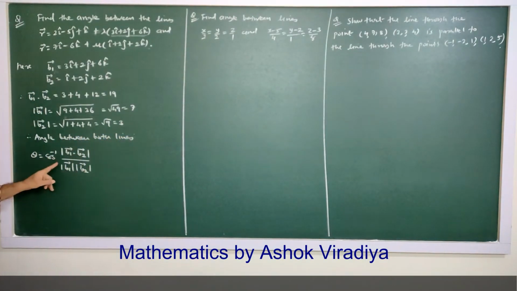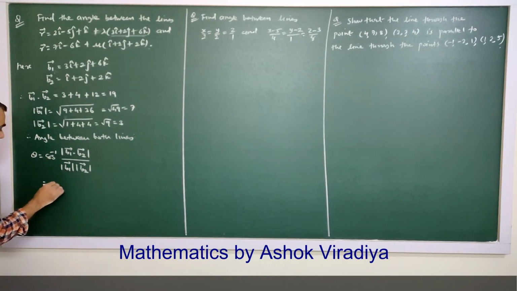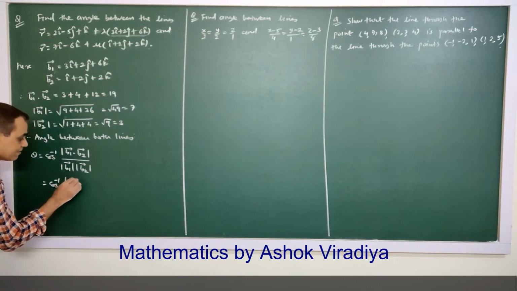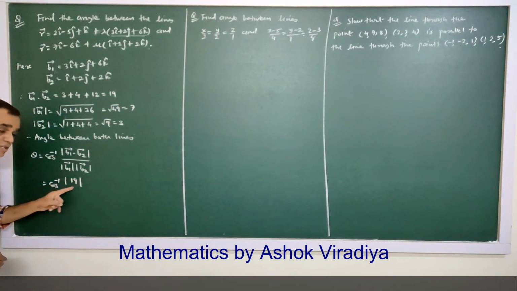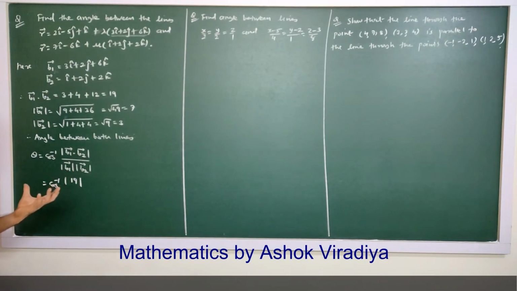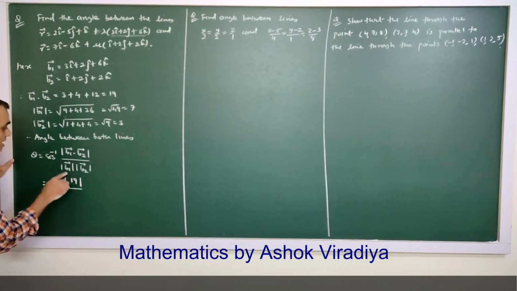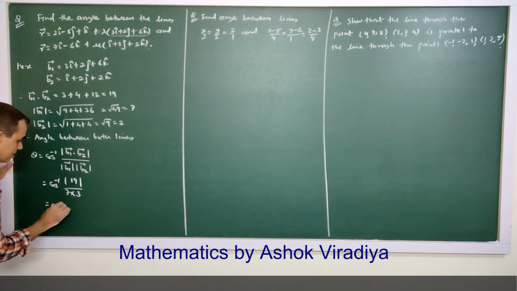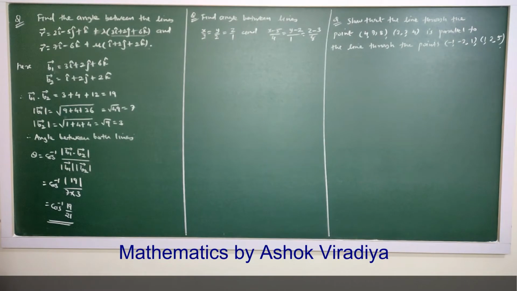is, putting in this formula, cos inverse of the modulus. See, the dot product is 19. This can also be negative, but because of the modulus, removing the modulus, it will be converted into positive. Upon magnitude B1 is 7, magnitude B2 is 3. That is cos inverse 19 by 21. This is the required angle.